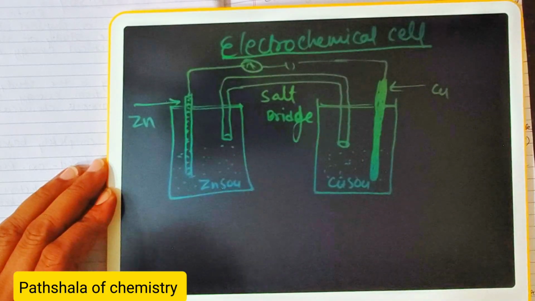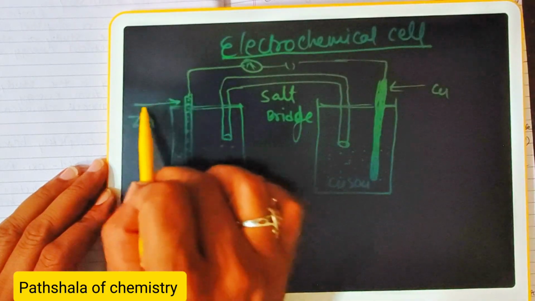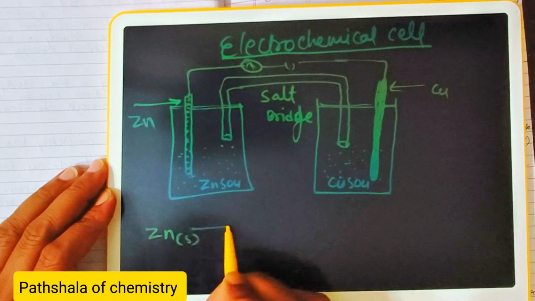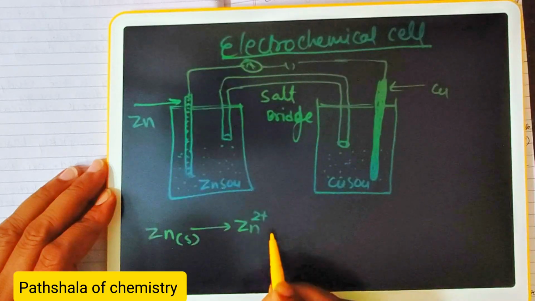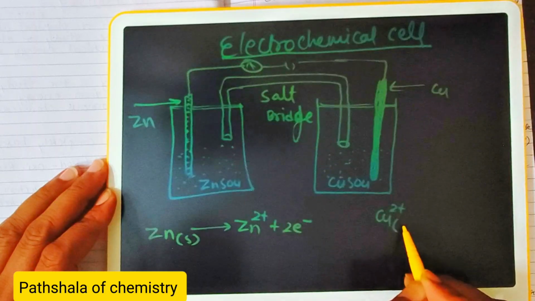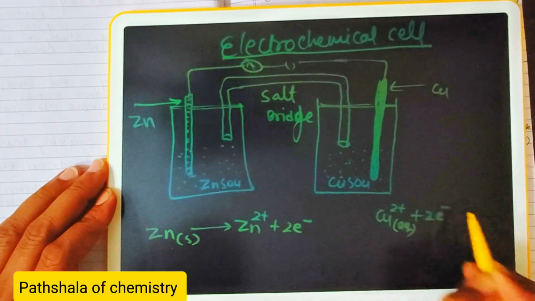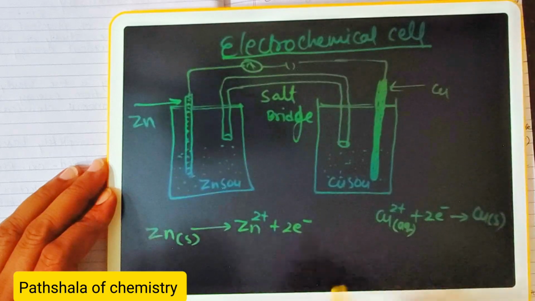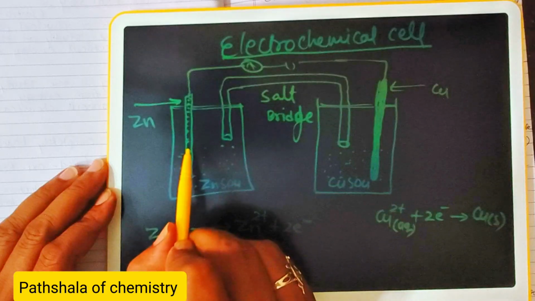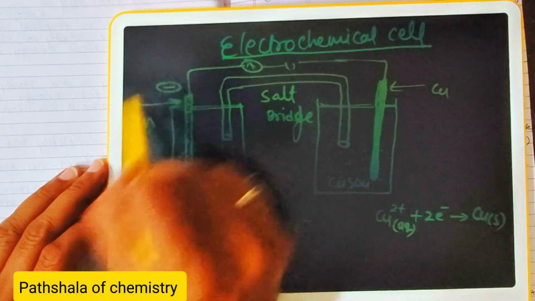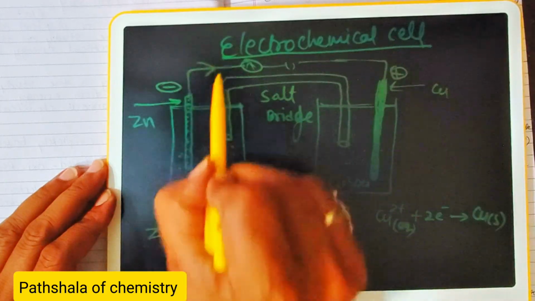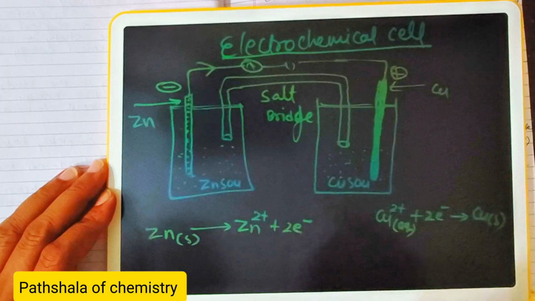Now what happened? At the zinc electrode, zinc has a tendency to lose two electrons and form zinc 2 plus ion. Copper has a tendency to gain two electrons and form copper in solid form. By donating electrons, this rod becomes negatively charged, and the other positively charged. So electrons flow from this electrode to this electrode.